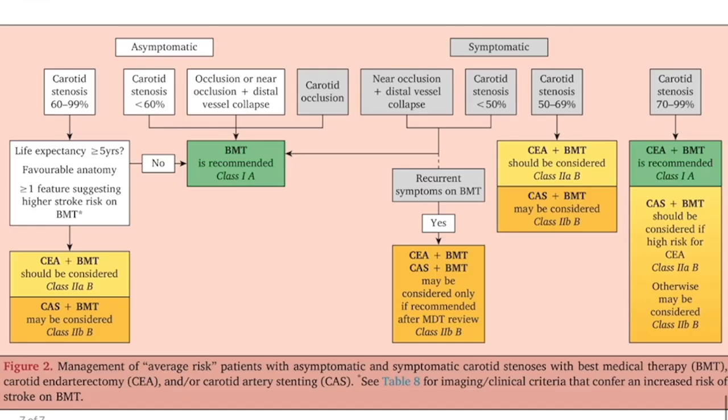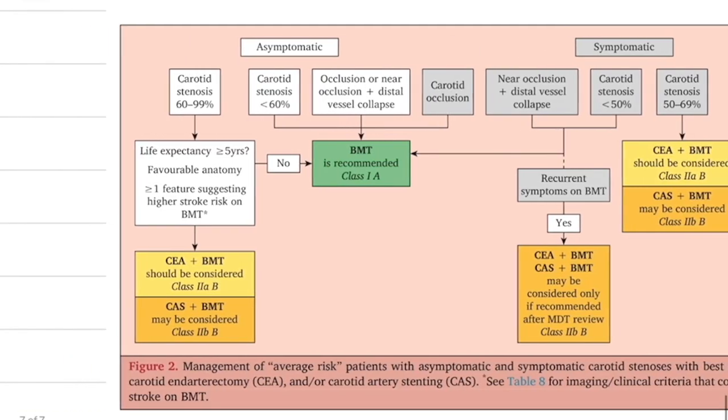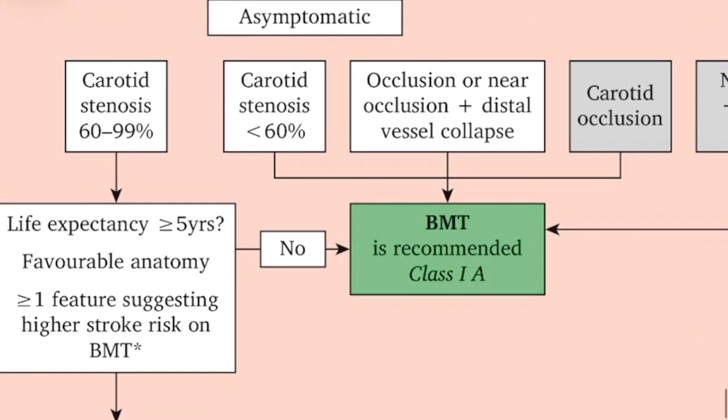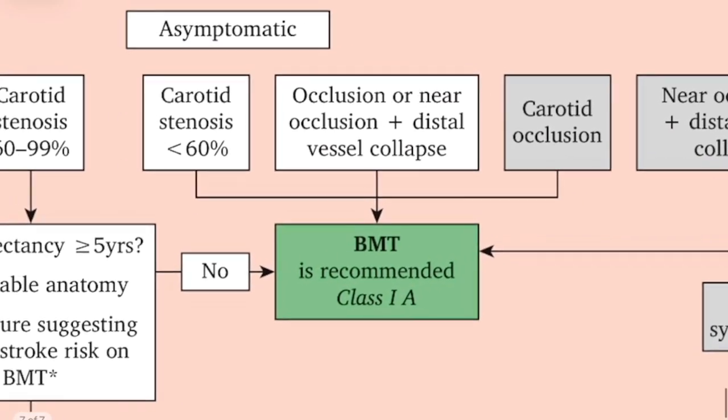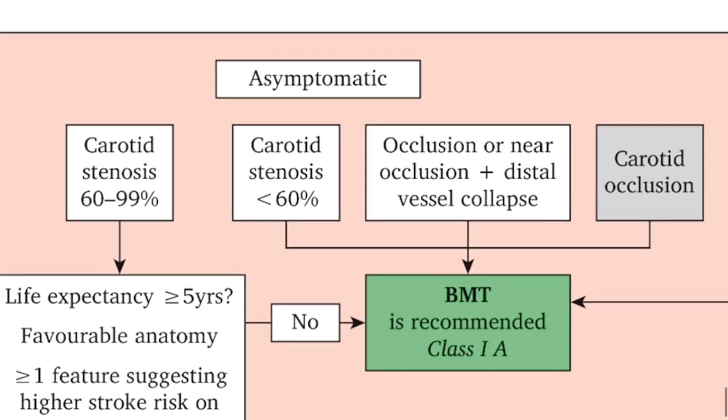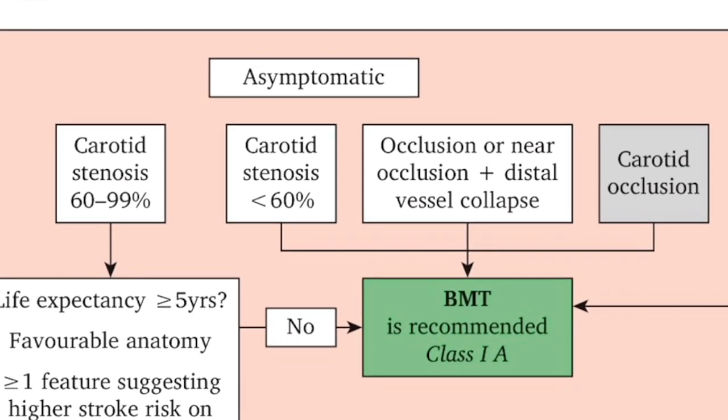Here what they have done is they have divided the patients into asymptomatic and symptomatic patients. Okay, so they have divided into two categories. In asymptomatic, if you see, patient can come with four kinds of reports. Let us see here. These are the four kinds of reports they can come with.